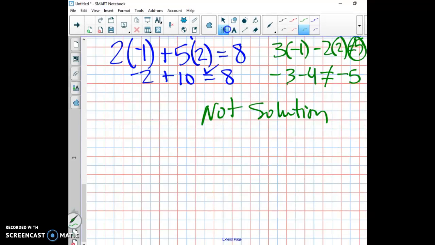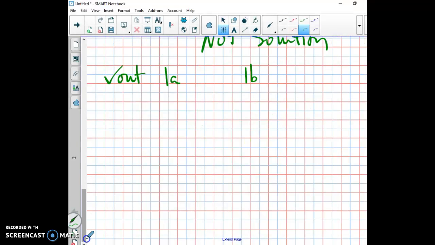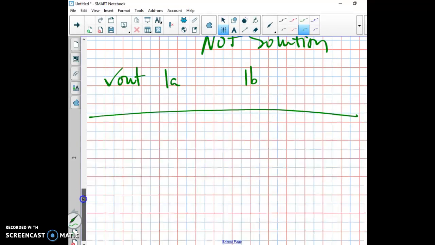Awesome. You guys try 1A and 1B, and show one of the teachers in the room your solution so that you can get checked off for that. Let's go ahead and take a look at example 2.